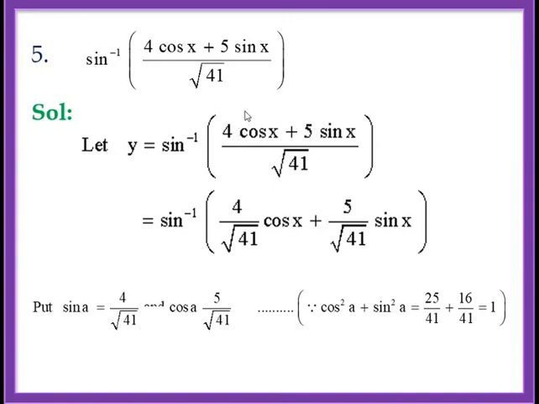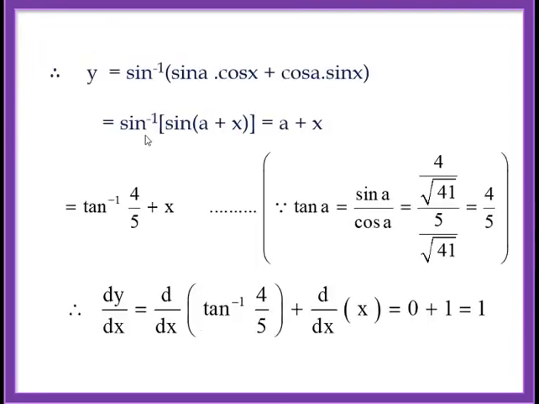This sum is again of the same type. Here I split numerator 4 by root 41 cos x plus 5 by root 41 sin x. I say let sin a be 4 upon root 41. Then using identity, it is found that 5 upon root 41 is cos a. So I substitute to get y equal to sin inverse of sin a cos x plus cos a sin x. This is the expansion of sin of a plus x. That gives me y as sin inverse of sin of a plus x, which is nothing but a plus x.